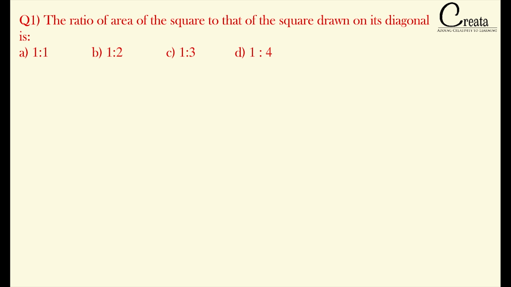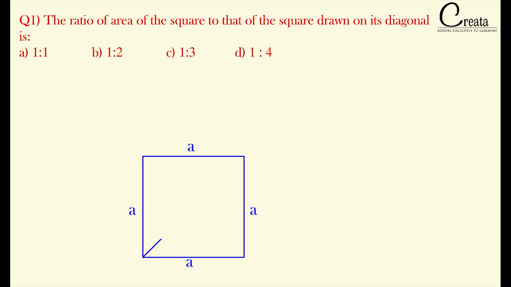This question is talking about two squares. The second square is made from the diagonal of the first square. So first of all, we will draw the first square. This is the square. Let's assume the side of the square as A. All the four sides will be equal to A. We know all the four sides of the square are equal to each other.